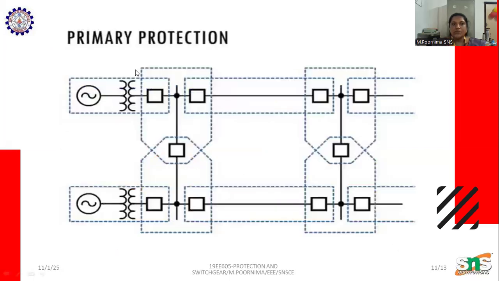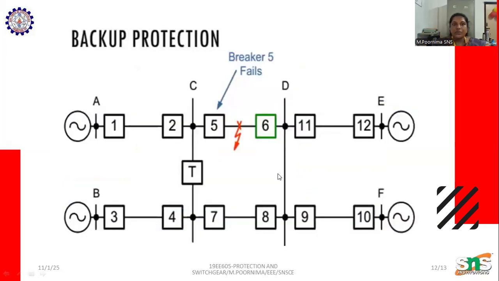For the primary protections, we have a bus bar and we have connections. These are the primary protections. Now the backup protection. What are the backup protections? We have a generator and a line. If a breaker fails, what happens? Say breaker 5 fails. This protection device becomes active and isolates the whole thing. Breaker 5 has failed, so the backup device isolates the whole thing. It is a backup protection.